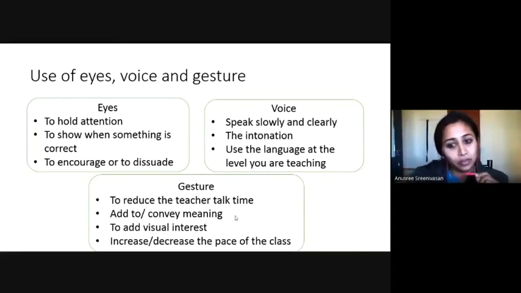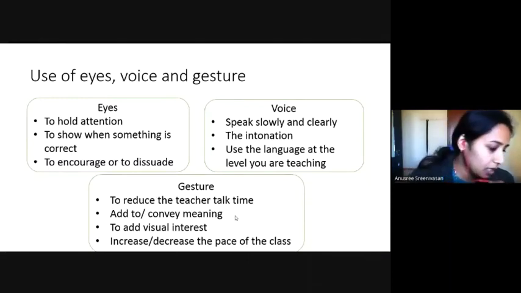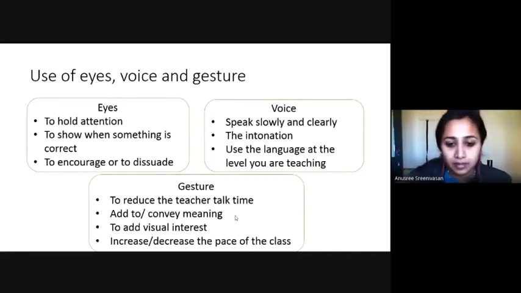Another important point is the use of gestures. Gesture also helps to reduce the teacher talk time. It helps to add to or convey more meaning. It adds visual interest, and it helps to decrease the pace of the class.